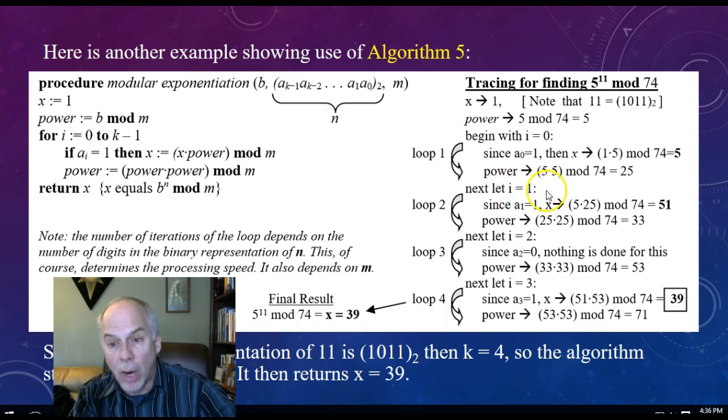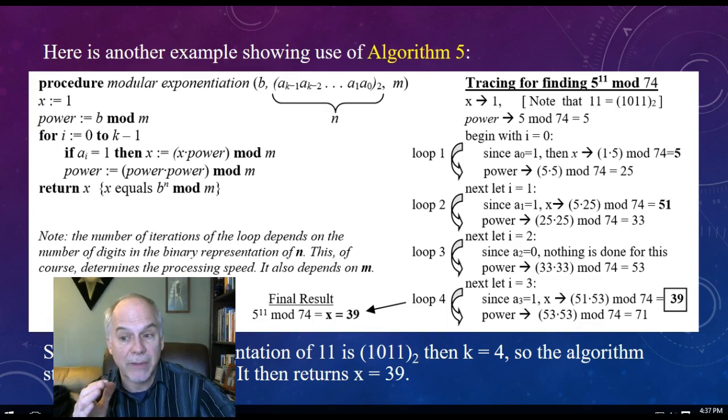Now i will equal 1. In loop 2, i is 1, so it looks at A1. Is that equal to 1? A0 was the far right digit, so the next digit to the left is also a 1. So x becomes x times the power mod m. So 5 times the power, but the power has been set to 25 now. 5 times 25 is 125, and 125 mod 74 is 51, because the remainder when you divide 125 by 74 is 51.